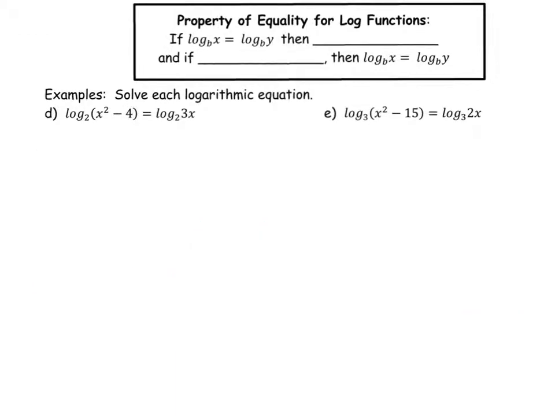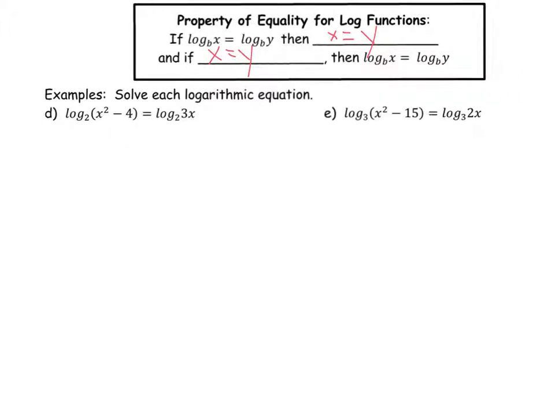With the property of equality for log functions, we can have log b of x equals log b of y. And that's going to mean that x equals y. And if x equals y, then log b of x equals log b of y. And you're going to see a little bit more of what that means when we go over the examples. So in these examples, we're solving the logarithmic equations. Now what's really nice about these, our property says if we have a log with the same small number, we can get rid of them.